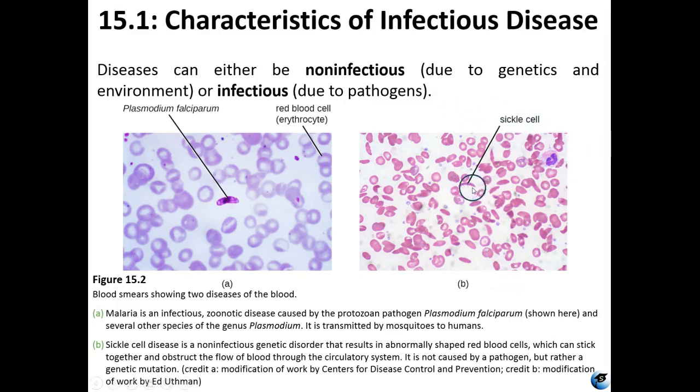And this is a problem because blood cells can stick together and they obstruct blood flow throughout the circulatory system, including in the lungs. And it's a genetic mutation, so it's not something that is infectious. Now, malaria is an infectious disease, and it also affects the blood cells, but it is zoonotic, and it is caused by Plasmodium falciparum, and it's transmitted via a vector, so it's transmitted from mosquitoes to humans.